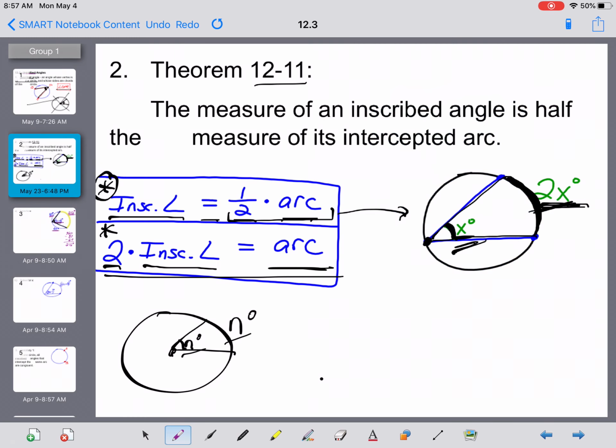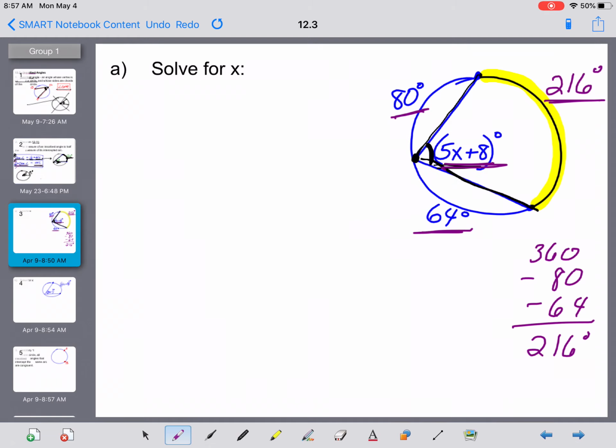All right, we said there are 2 different ways of thinking about this theorem, but that probably the second one right here is the easier one. 2 times the measure of your inscribed angle equals the measure of the intercepted arc. 2 times the angle equals the arc. So step 1, let's write down our formula. 2 times the measure of your inscribed angle, which is 5x plus 8, equals the measure of the arc that it intercepts, which is 216 degrees. And that's the equation we need to solve now.